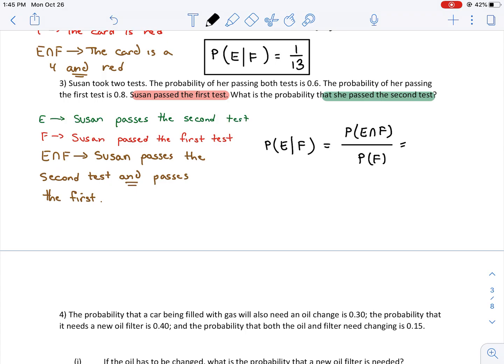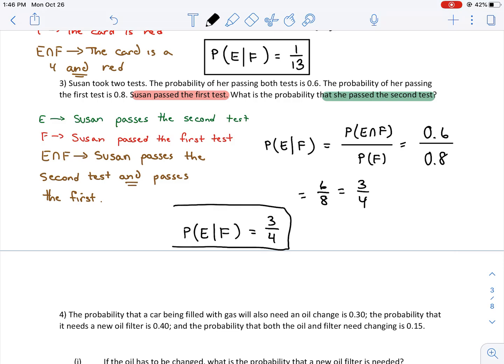So the probability of her passing both tests is 0.6. So 0.6 is going to go in the numerator. The probability of her passing the first test is 0.8. So that is going to go in the denominator. So that is equal to 6/8, which is equal to 3/4. So the probability of Susan passing the second test, given she passed the first test, is 3/4, or 75%. And we are done.